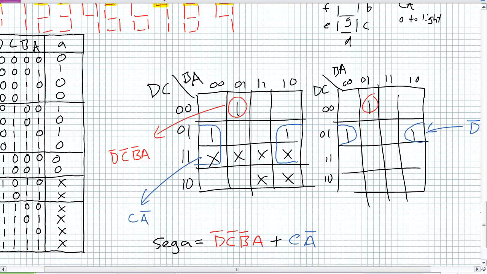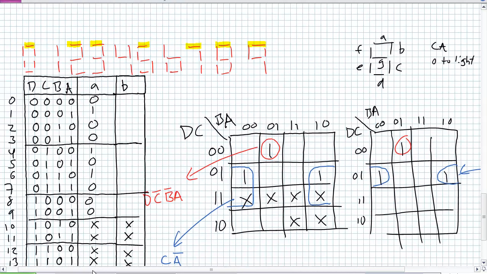Again, limitless, quasi-limitless possibilities. Find it for B, C, D, E, F, and G. Just because I like these things, let's go ahead and do B's logic here. So all of these guys are excluded. When does segment B light up? I'm going to go ahead and clean up our little 7-segment displays here.